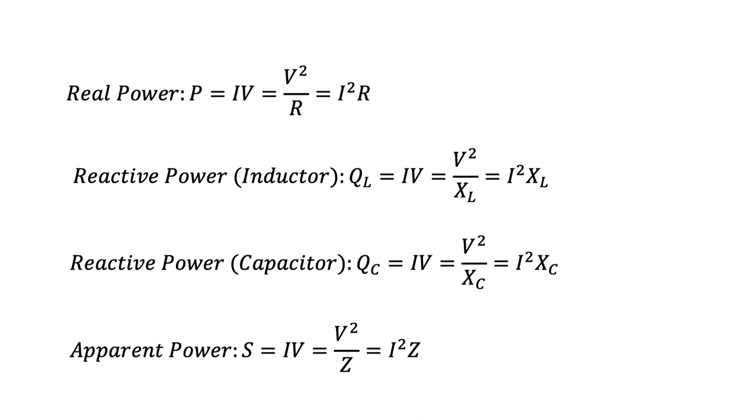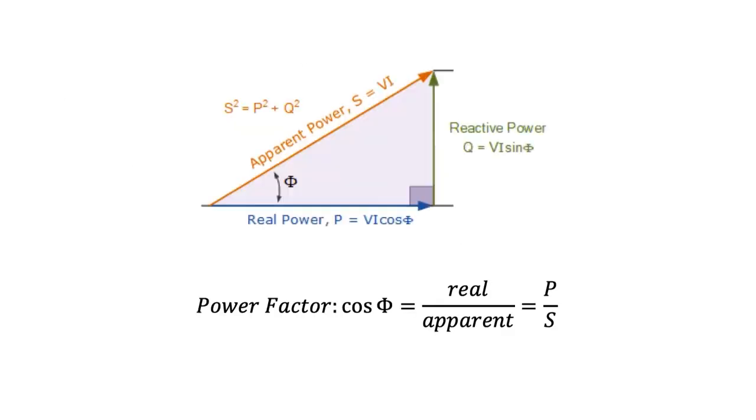There's one more type of power called the apparent power, which combines both the real and reactive powers. The equation is shown. We can draw a power triangle for the AC circuit. The ratio of the real power to the apparent power is called the power factor. As you can see, the power factor can be anywhere between 0 and 1.